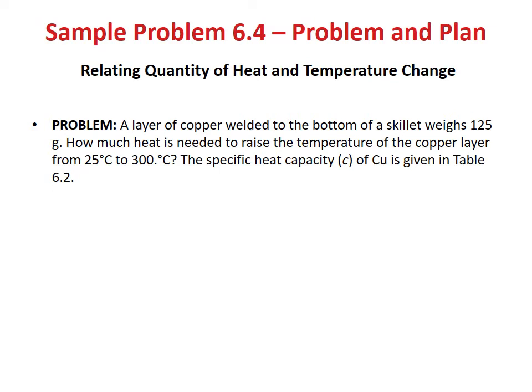Sample problem 6.4. A layer of copper welded to the bottom of a skillet weighs 125 grams. How much heat is needed to raise the temperature of the copper layer from 25 degrees to 300 degrees? So the question is how much heat, and heat can be calculated by the specific heat capacity times mass times temperature change. Specific heat can be found in table 6.2, and the mass is 125 grams. Delta T is the temperature change from 25 degrees to 300 degrees.